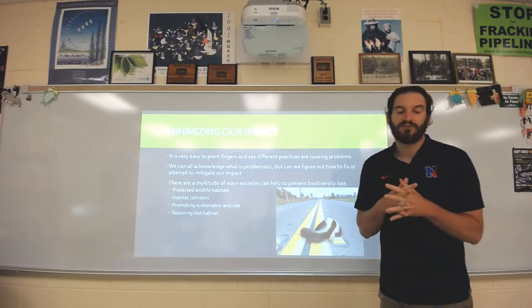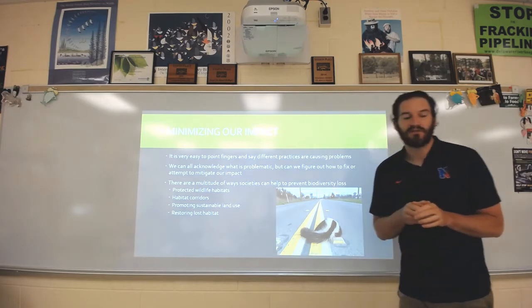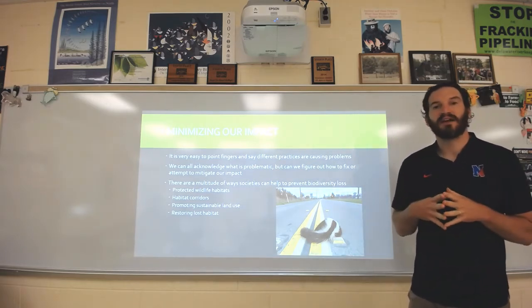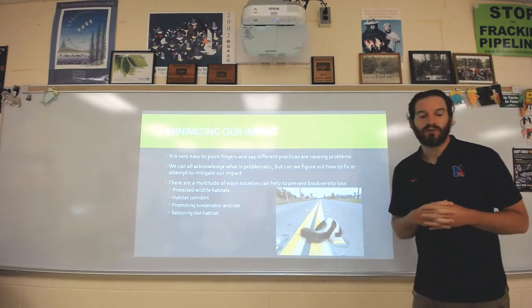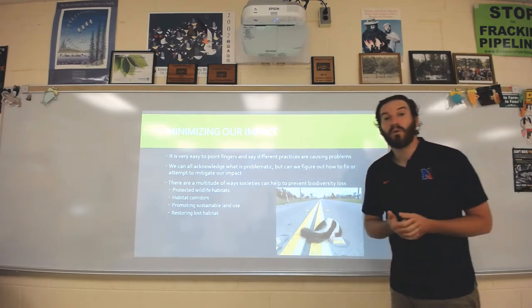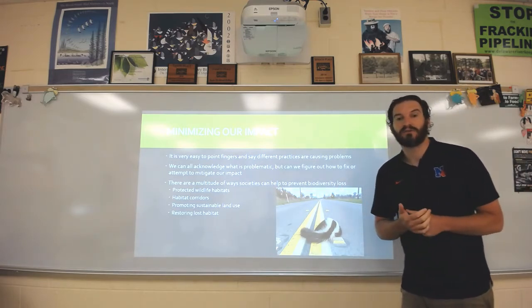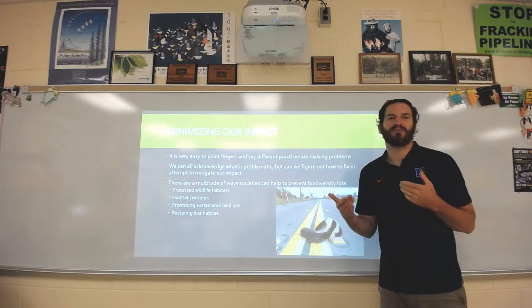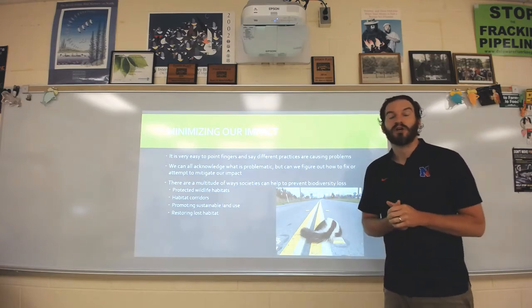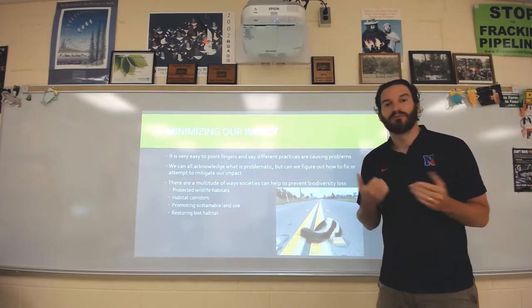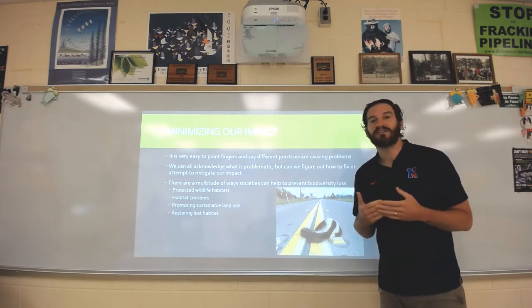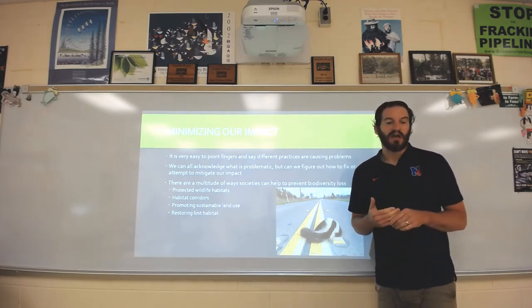Things that we can do to help prevent biodiversity loss: we can protect wildlife habitats, so trying to keep them intact or protected from human disruptions. Things like habitat corridors, and I'm going to talk about habitat corridors in a little bit, but a pathway for them to migrate or go through their normal movements and experience their normal ranges without having to deal with roadways or finding ways that you could safely cross the roads.